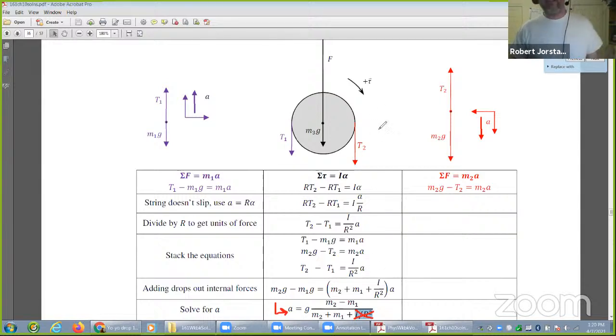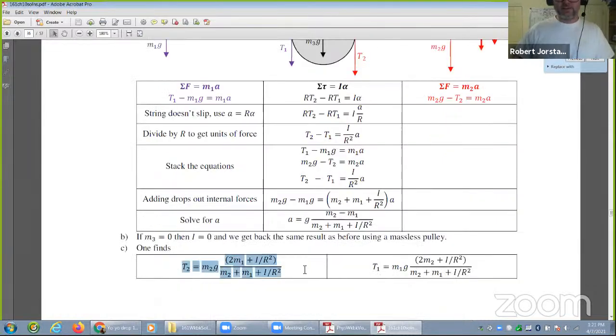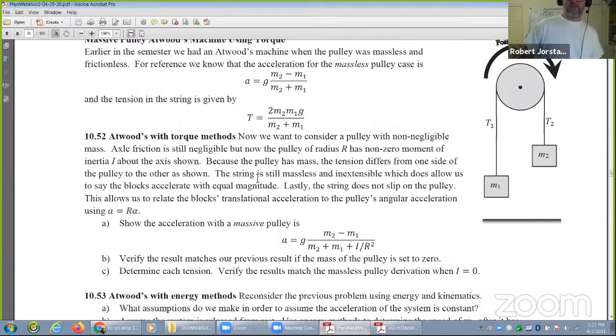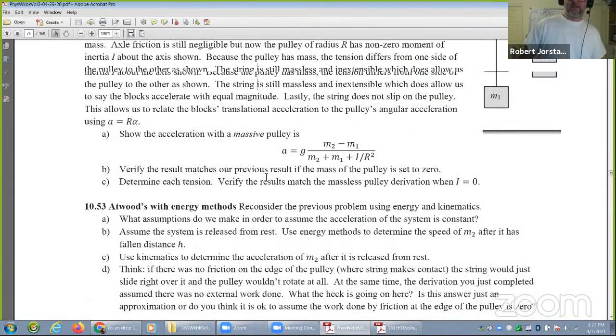This is good. So what I was teaching you in chapter 5 was pretty good as long as the mass of the pulley was negligible compared to these other ones. So that's totally reasonable. You could also solve for the tensions. I did that, and again we get the same results back when I goes to 0. So again, if the moment of inertia is 0, we get back the same results.